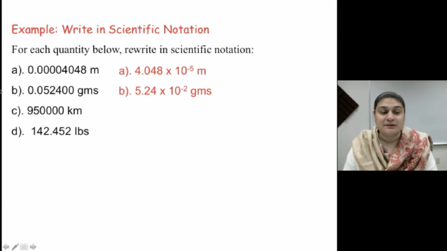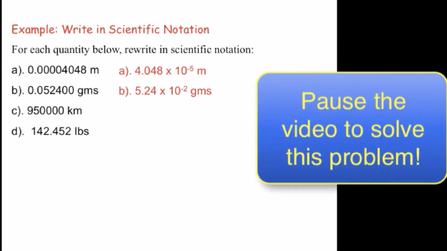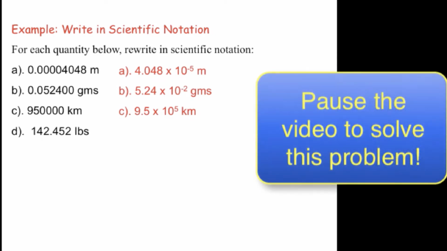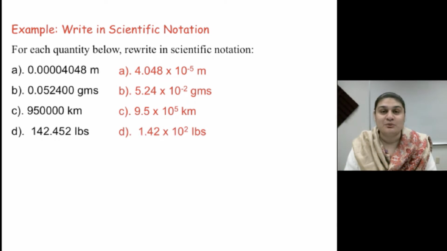Now, this is a big number, 950,000 kilometers, right? So how will I write that in scientific notation? 9.5 times 10 to the 5. Now note the difference between big numbers and small numbers. We've talked about this before. So go ahead, write part D, 142.452 pounds. Yes, it is going to be 1.42 times 10 to the 2 pounds.